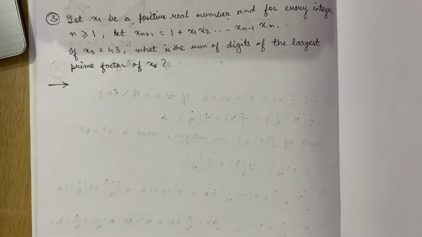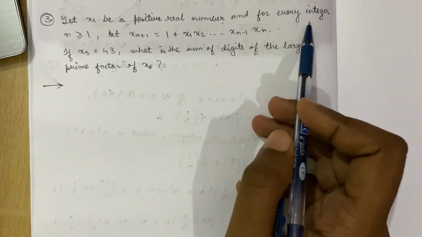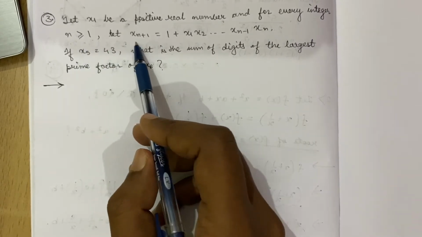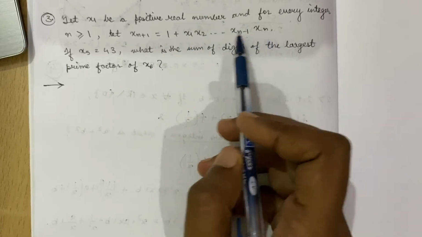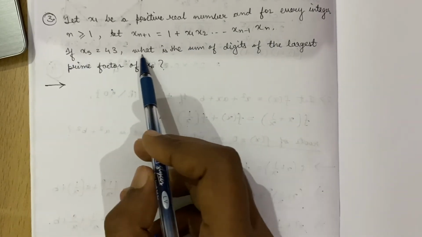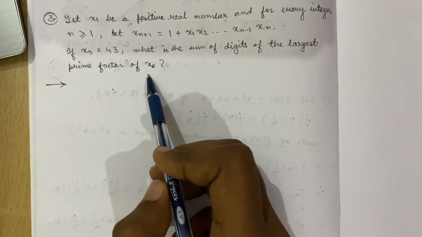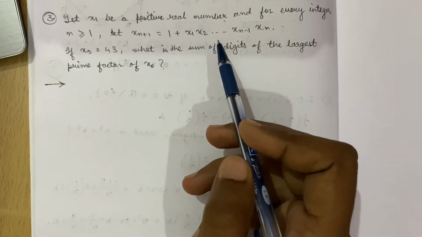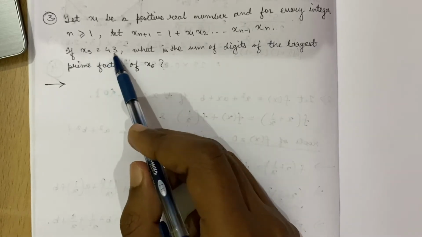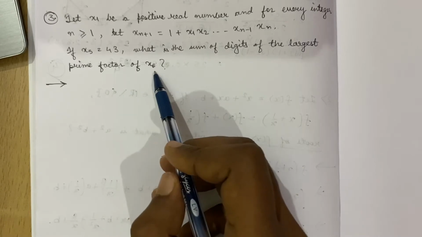Let's look at the third problem. In the question it's given that x1 is a positive real number, and for every integer n greater than or equal to 1, x(n+1) is 1 plus the product of x1 to xn, and if x5 is 43, then what is the sum of digits of the largest prime factor of S6? So x(n+1) is defined from x1, x2 and xn, the value of x5 is given, and I need to find the sum of digits of the largest prime factor of S6.